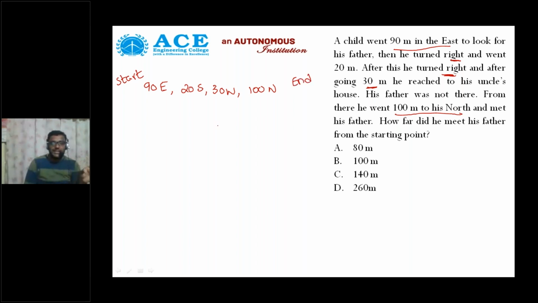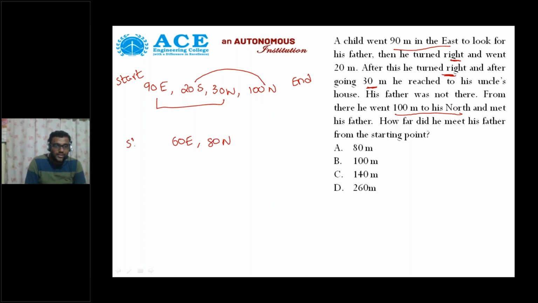He started east, turned right. So from east, right means south. Then again south, right means west. From there, his uncle suggested to go 100 meters north. Now observe, friends. East and west are opposite, so cancel. What will we get? 90 east, 30 west, if you subtract, 60 east. 20 south, 100 north, if you subtract, we'll get 80 north.